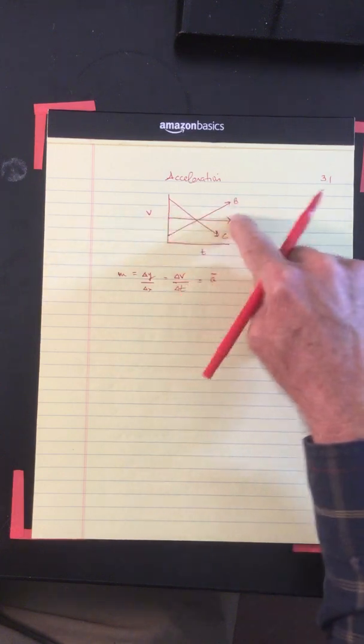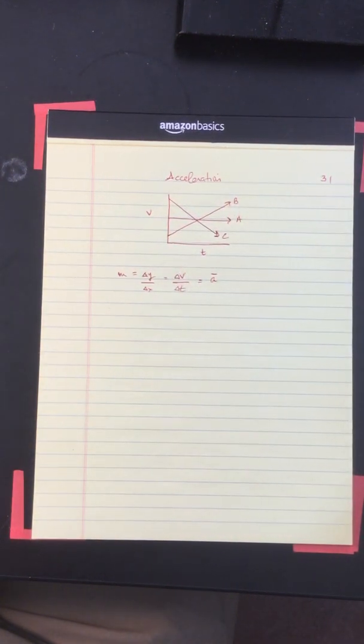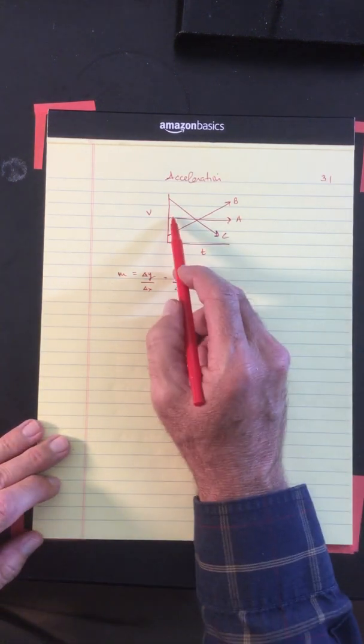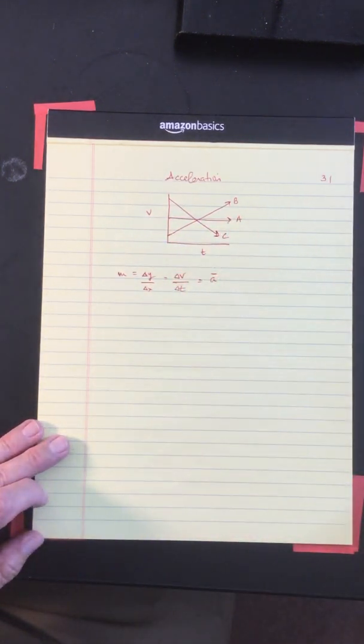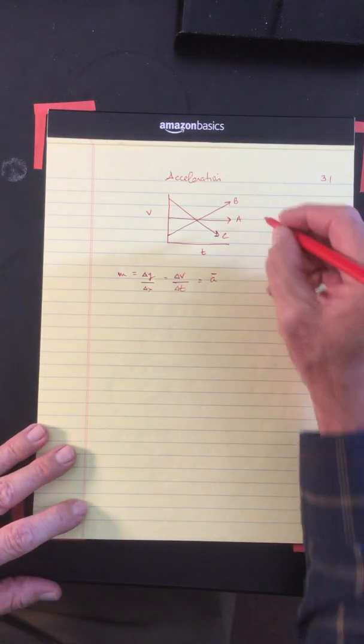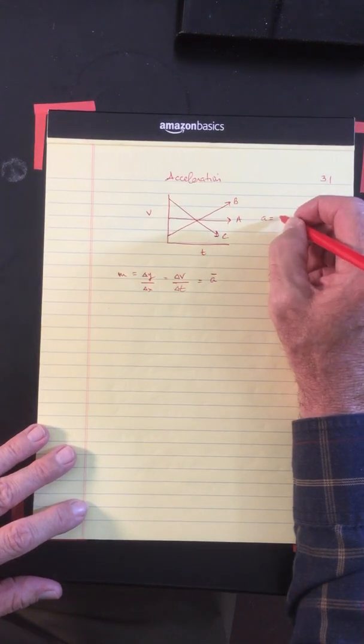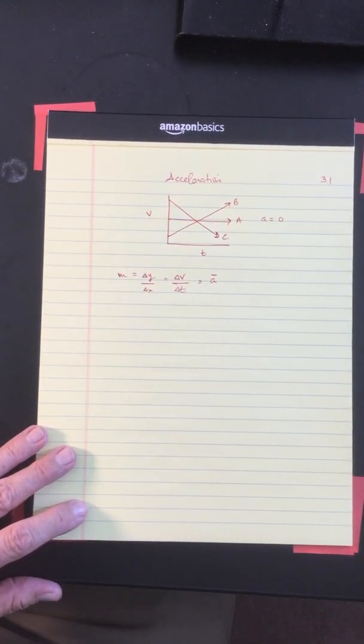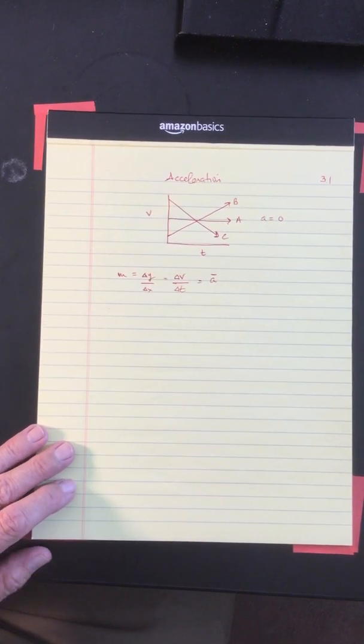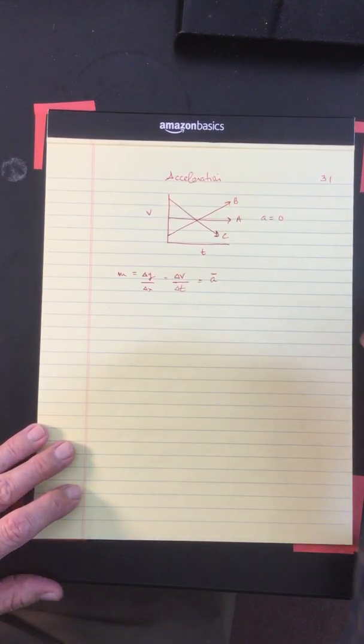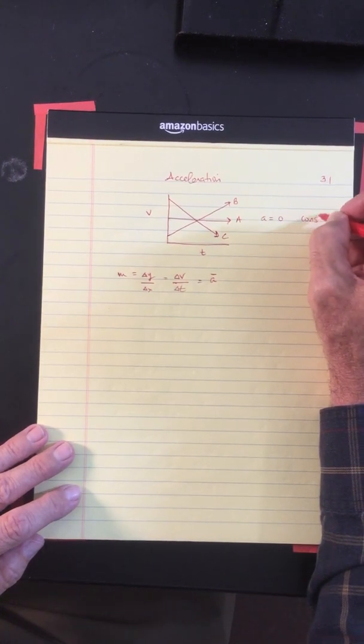Notice that each of these scenarios, A, B, and C, are all linear. So A, what's the slope of A? The slope of A is 0. So that means my acceleration must equal 0. If my acceleration is equal to 0, that means it's neither speeding up nor slowing down, so this is going to be constant velocity.